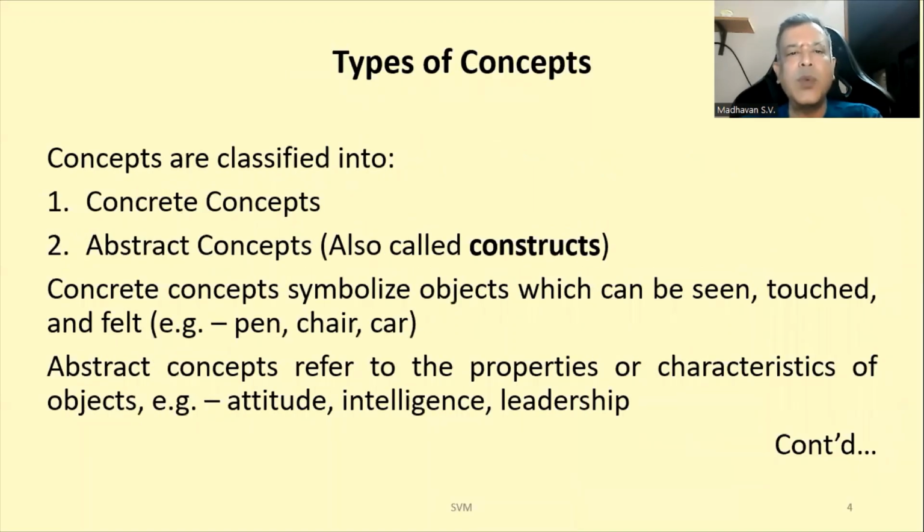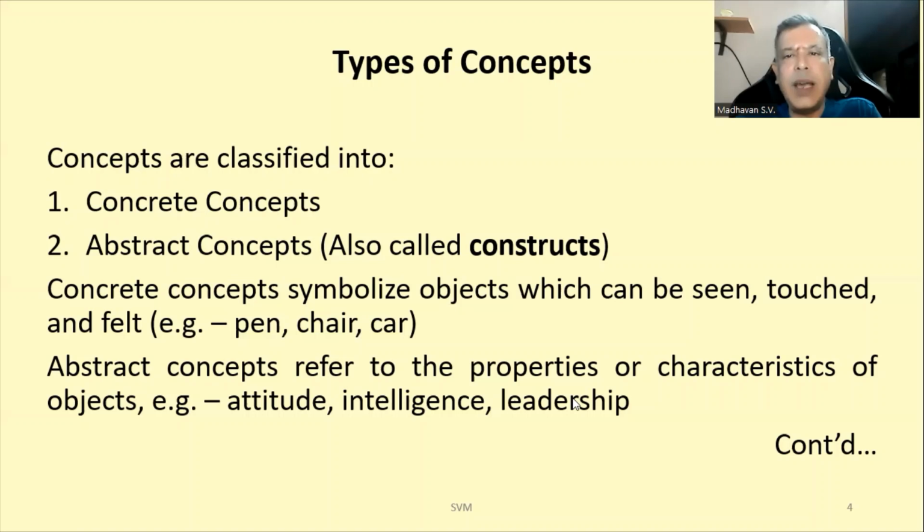There are two types of concepts. One we call concrete concepts. Another is abstract concepts. Abstract concepts are also called constructs. Concrete concepts are tangible, which means you can see, touch, or feel them. For example, pen, chair, car. Whereas abstract concepts refer to the properties or characteristics of an object, person, or event. Examples are the attitude of a person, the intelligence of a person, the leadership of a person.